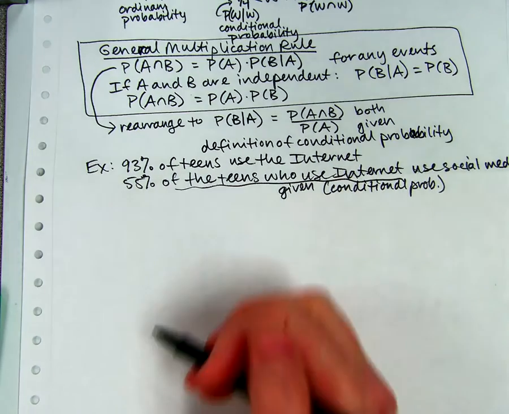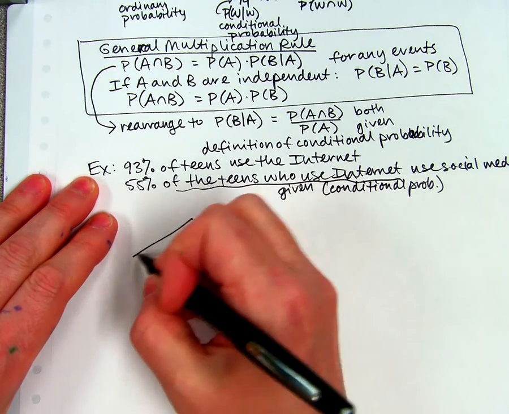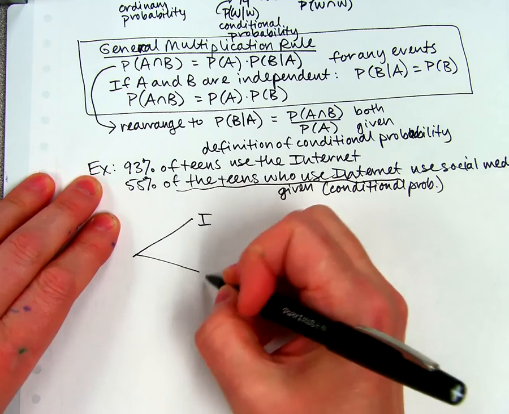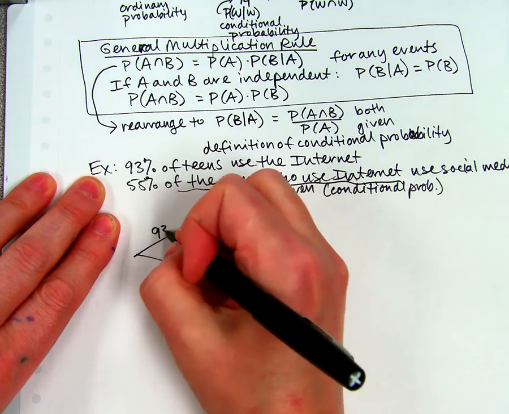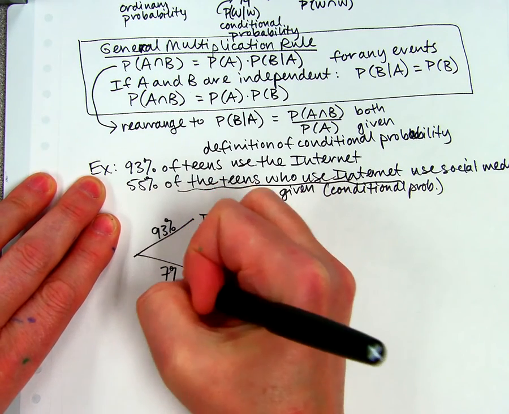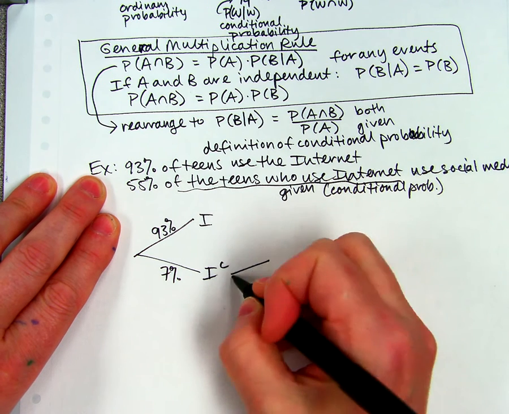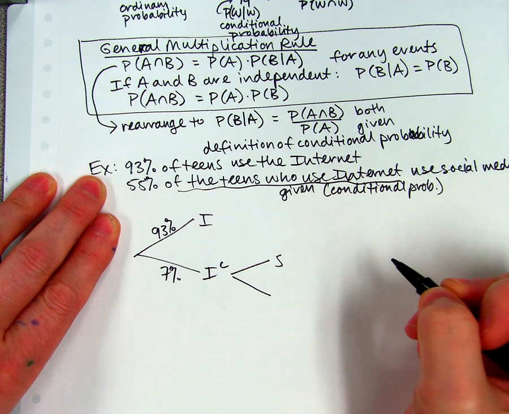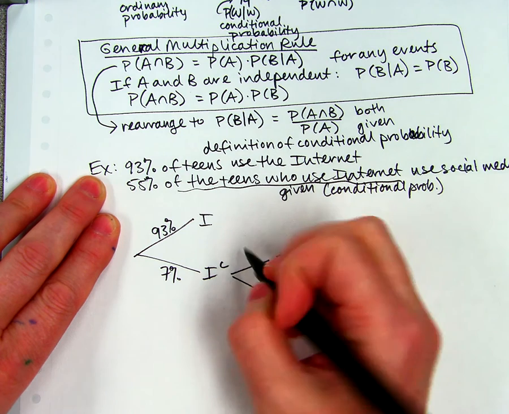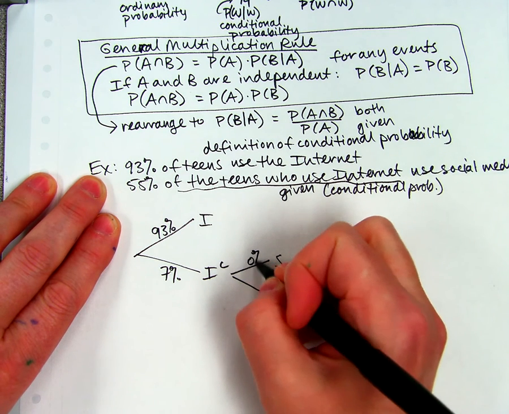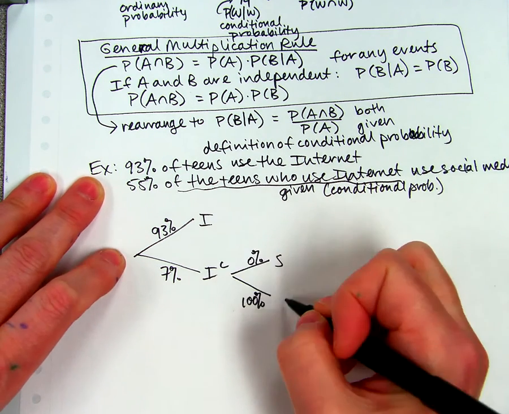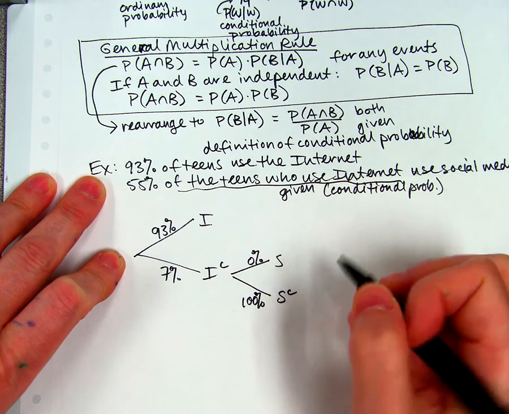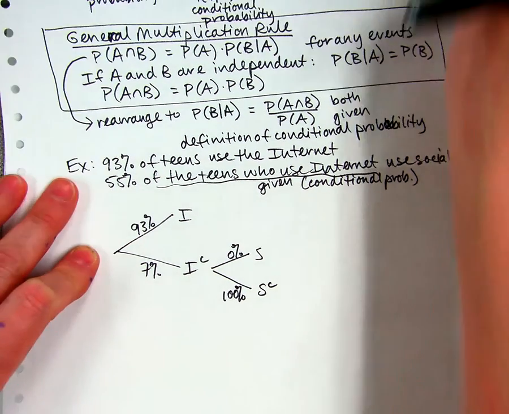So I'm going to say, here's my tree, internet, not internet. Let's use the correct symbol for that. 93%, 7%. If they don't use internet, what's the chances they use social media? None. You can't use social media unless you have the internet. So this is a 0. This is 100% of the people who don't use internet also don't use social media. Because, you know, smartphones, that's the internet too, in case you didn't know.